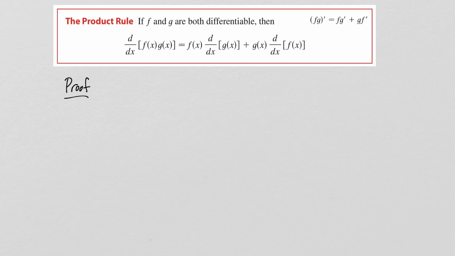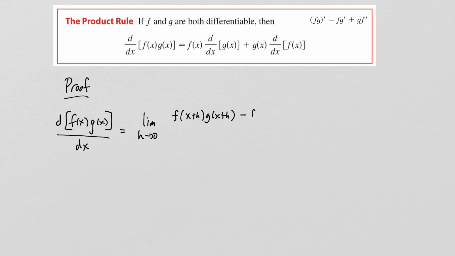So we're going to start with f of x times g of x. The derivative of this, by the definition, is the limit as h goes to 0 of f of x plus h times g of x plus h minus f of x times g of x, divided by h. This is simply applying the definition of a derivative.